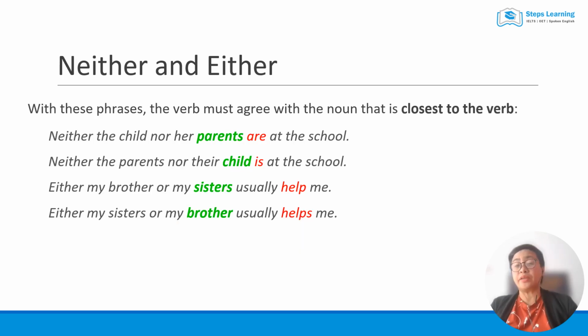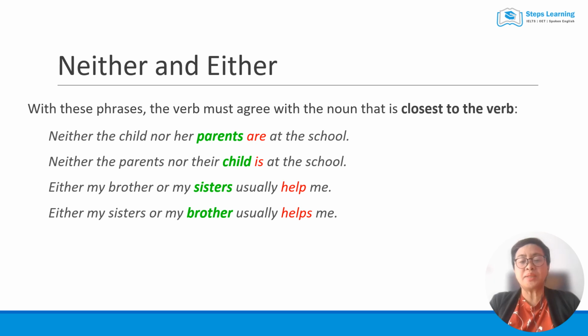Next, let's go to neither and either. With these phrases, the verb must agree with the noun that is closest to the verb. So, neither the child nor her parents are at school. So "are," because the nearest noun is parents. Neither the parents nor their child is at the school. "Is," we use "is" because child is the nearest noun.